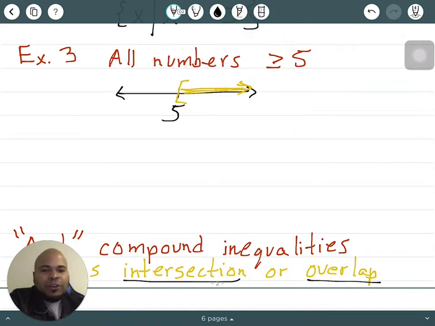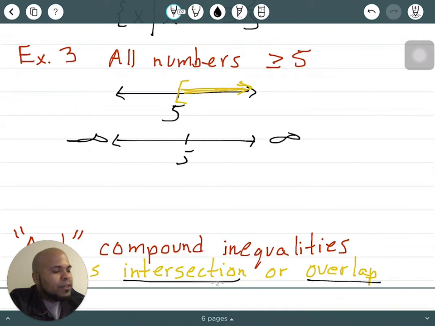If I try to use the other graphing method where negative infinity is here and positive infinity is there, then I set 5 over here. And am I going to have an open circle or a closed circle? I like to think that this little line fills in the circle. So if you have that line fills in the circle, that means equal to, it is included.